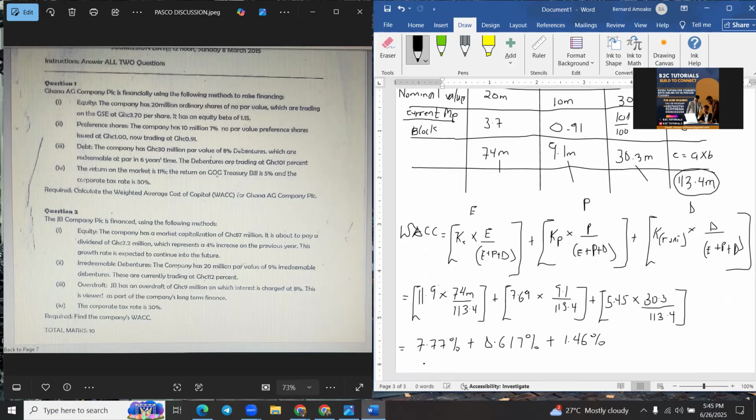When you add all up, you have solved your weighted average cost of capital. So 7.77 plus 0.617 plus 1.46 sum up together is 9.85%. And that is our weighted average cost of capital. This is our final answer for question number 1.